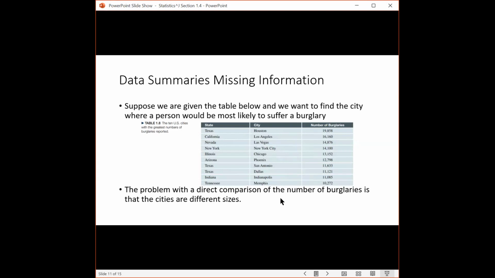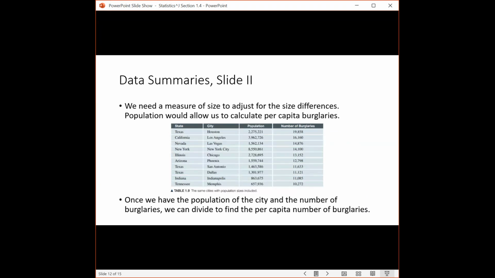Okay, so we need to go through and adjust for that size difference. How do we do that? Well, we need a measure of size to be able to do that. And so the easiest thing to do would just be to use population. All right, so if we add population into the table, now we've got population and the number of burglaries. And so between the two, you could try and make an adjustment. Okay, so we could see here, for example, that Houston is almost 4 times the size that Memphis is. So the fact that it has twice as many burglaries does make sense. It makes sense that it had more burglaries because it is so much larger.